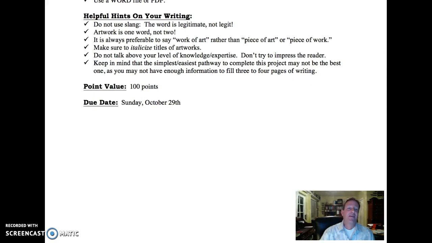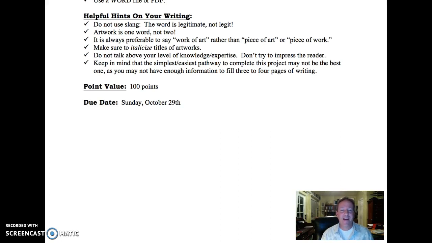Helpful hints on writing. Do not use slang. When you and I are talking, we can say something's legit, but the word is really legitimate, and that's what you need to use in academic writing. The word artwork, that's one word, not two. When we talk about works of art, they're works of art. They're not pieces of art. Piece denotes a fraction, and the last thing we want is a broken artwork. And then finally, a lot of people write piece of work, and that doesn't mean anything at all. So it's always work of art or artwork.